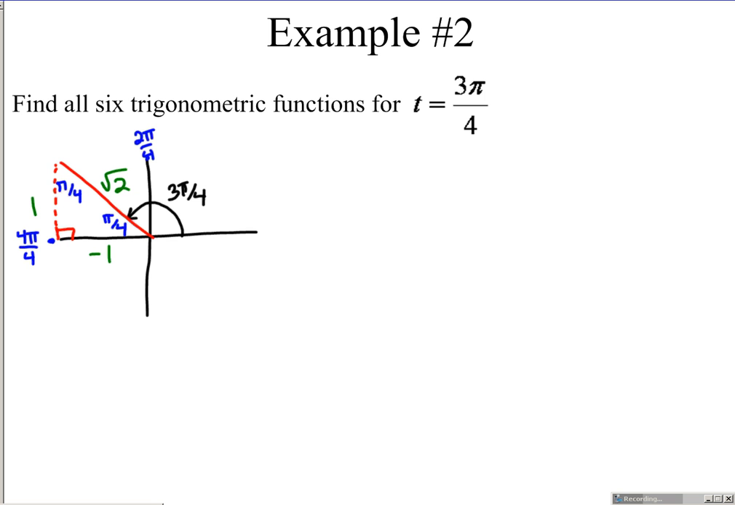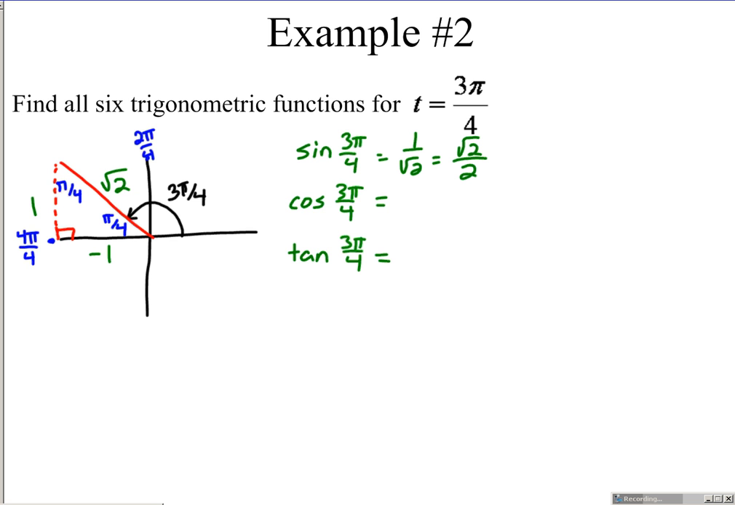Now go ahead and list all 6 functions. Sine of 3 pi over 4, cosine of 3 pi over 4, tangent of 3 pi over 4. Let's find those basic ones first. Sine, opposite over hypotenuse, 1 over root 2. Rationalize. Cosine of 3 pi over 4, adjacent over hypotenuse, negative 1 over root 2. Negative root 2 over 2. Tangent, opposite over adjacent, negative 1.